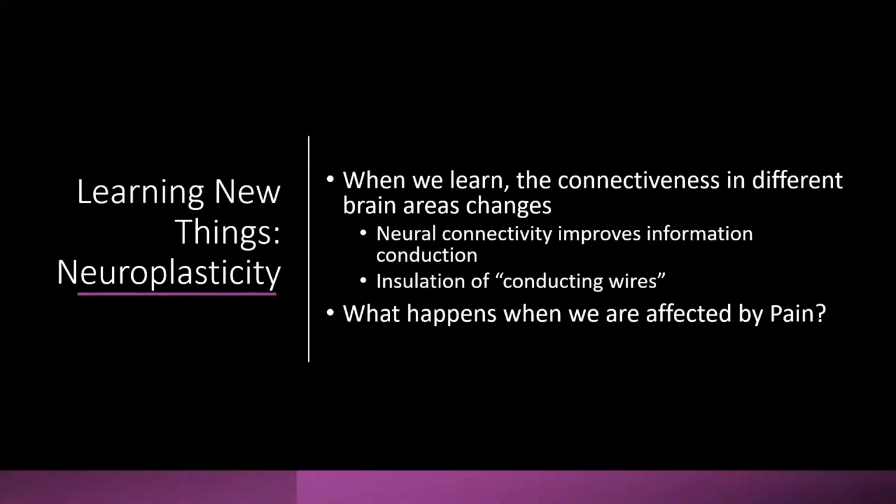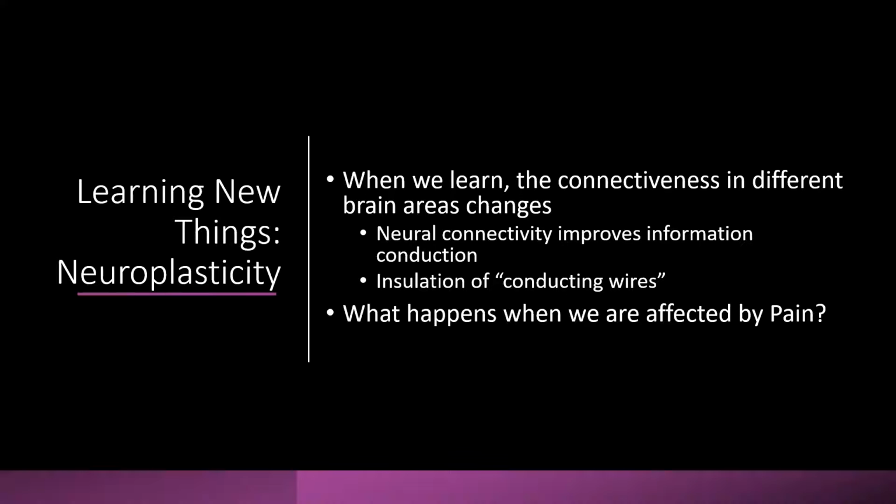Neuroplasticity is this concept related to this, and it can be related to a variety of things. Broadly speaking, when we learn, these neurons and connectivities in the brain areas will change. Neural connectivity can improve information conduction, and even the insulation, that myelin sheath, can actually become a little bit thicker, allowing the conduction along those signaling wires to become faster. This is adaptive usually. It allows us to learn new skills, it allows us to remember facts, it allows us to remember responses to things, previous experiences, and so forth.